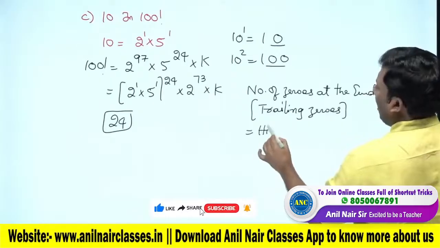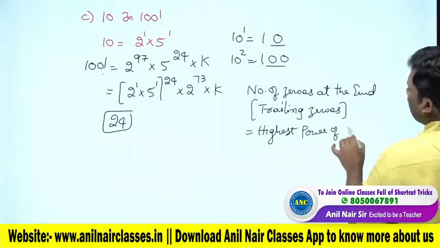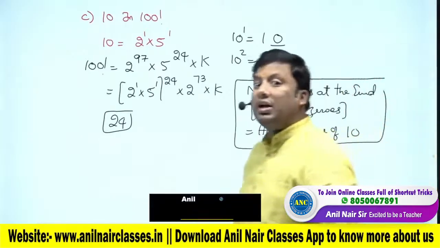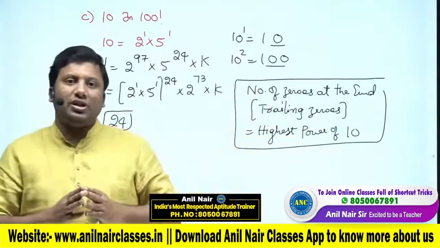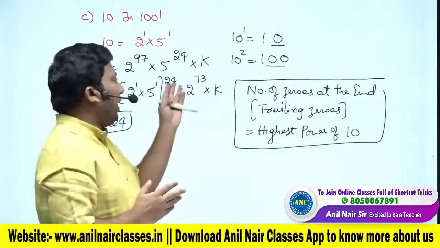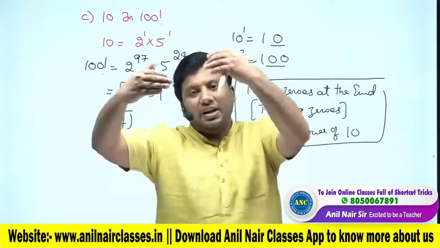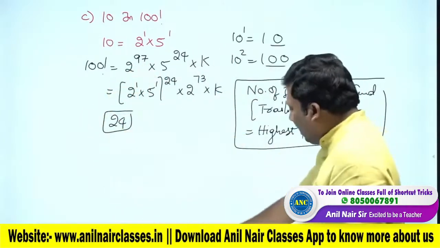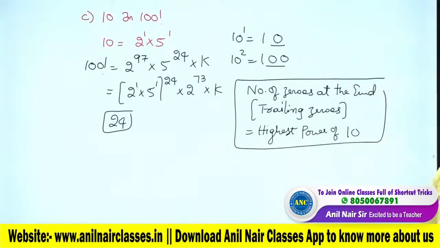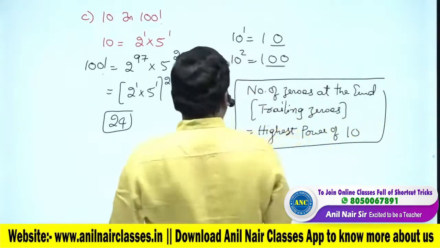The number of trailing zeros is given by the highest power of 10. If I want the number of zeros at the end, I need to take the highest power of 10. 10 is a composite number, and a composite number will be written as a power of prime basis. So 2 and 5, very, very important. Write it down in the same structure. At the end of the class, everything will be in a neatly packed, structured order. The number of zeros at the end is the highest power of 10. We got 10 power 24.